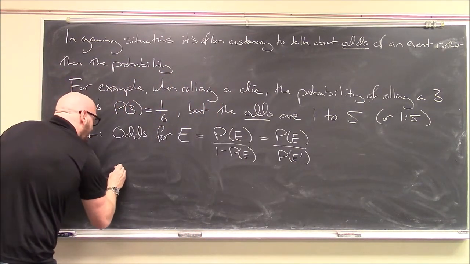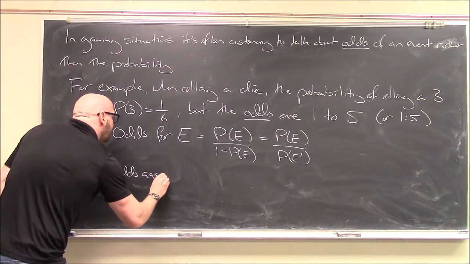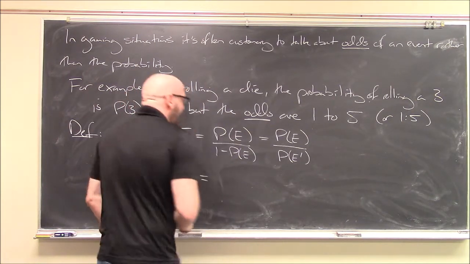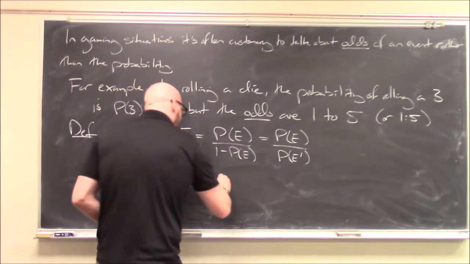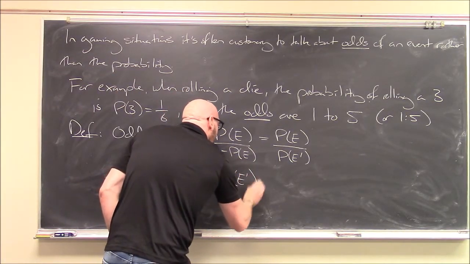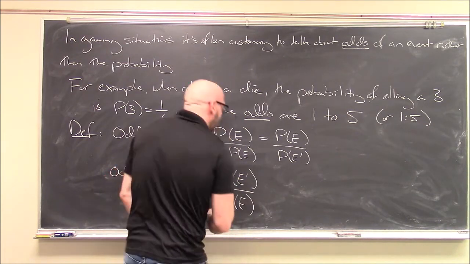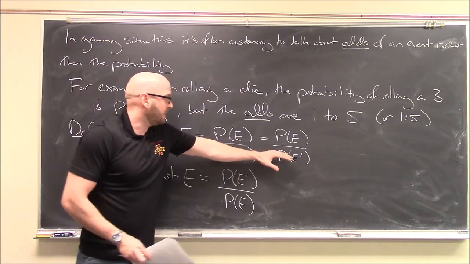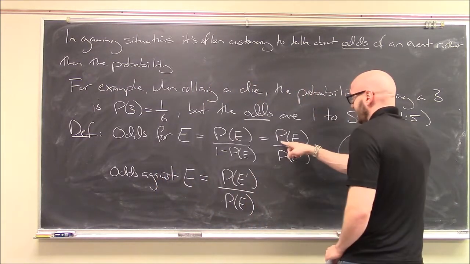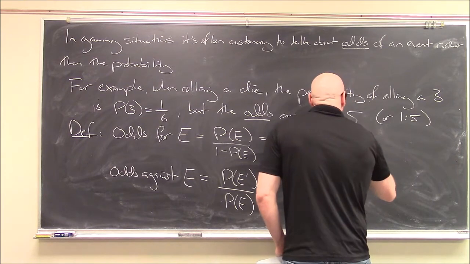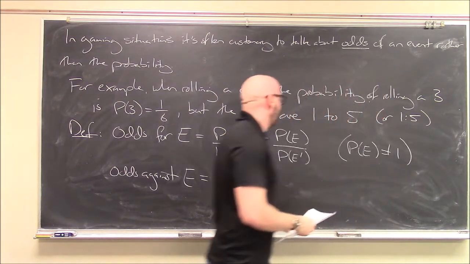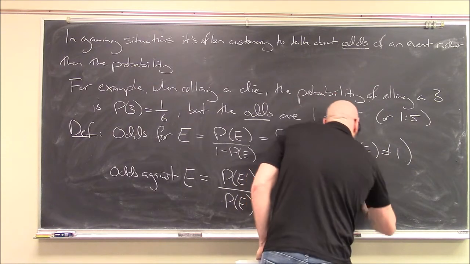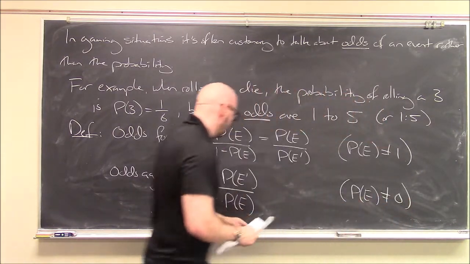Okay, and we also talk about odds against E, which is actually just the reciprocal. So odds against E is probability of not E over probability of E. And of course, I need some things to happen here. I can't ever divide by 0. So for this to make sense, probability of E over probability of not E, I need probability of E to not be 1. Because then this would be 0 and it would be divided by 0. And down here, I need the probability of E to not be 0. Otherwise, I'm dividing by 0.